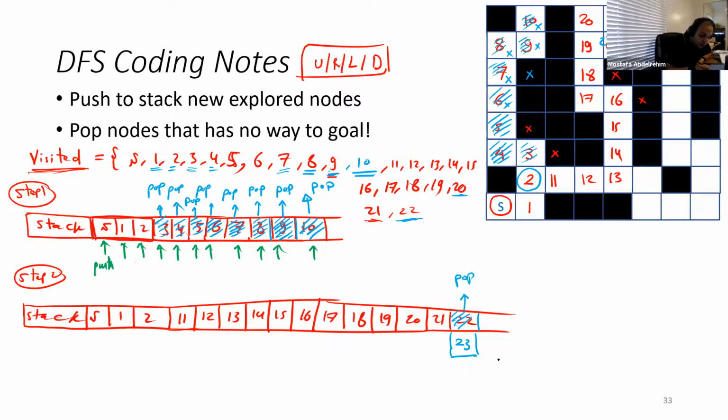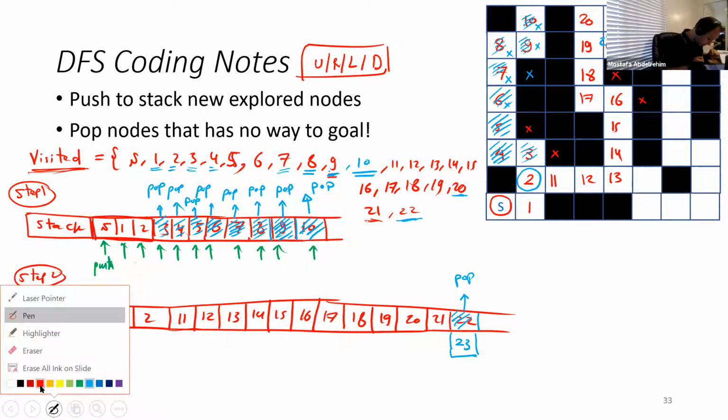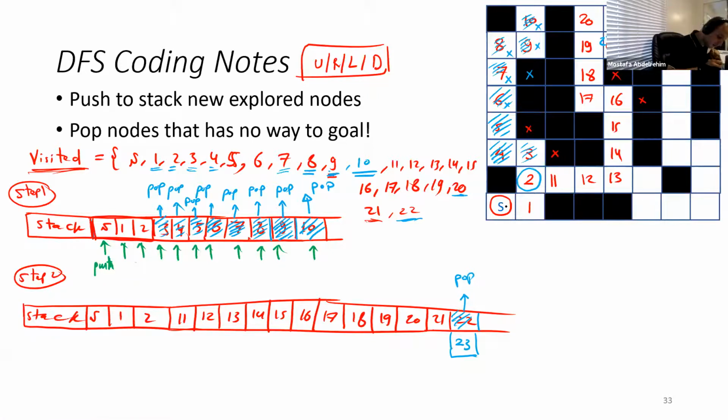And now from 23, before exploring more, as we did with breadth first search, we're gonna check if this is the goal or not. Yes, it's the goal, so we stop the search. Now we can construct a path from the start to the goal, which will be something like this. Let's change the color. So this should be the path from the start to the goal.